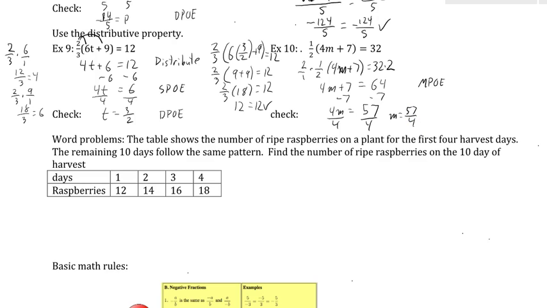We're going to check our answer. So we take 1/2 of 4 times 57/4 plus 7. And we should get 32. 1/2, 4 over 1 times 57 over 4. The 4's cancel out. So we have 57 plus 7, which is 64. And half of 64 is indeed 32.